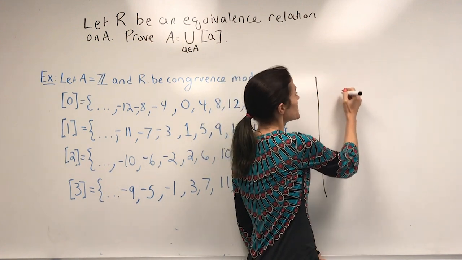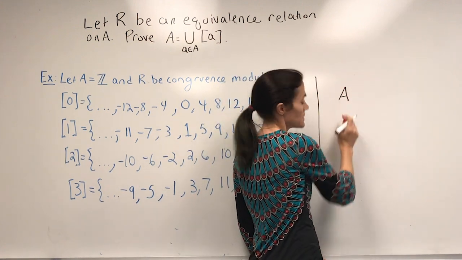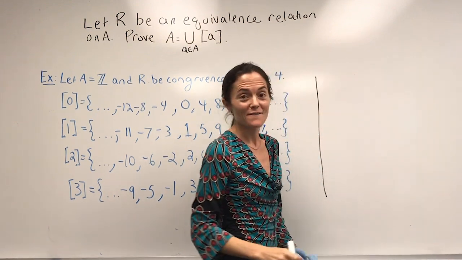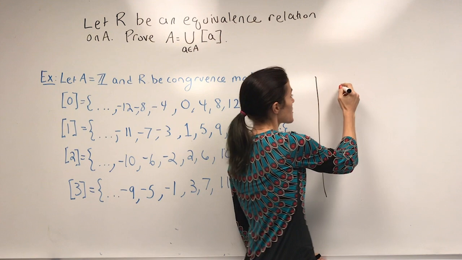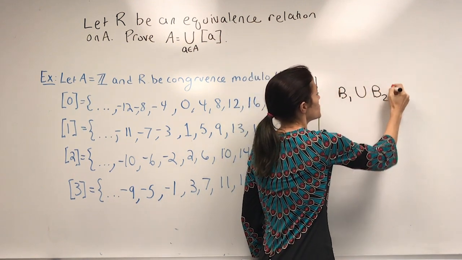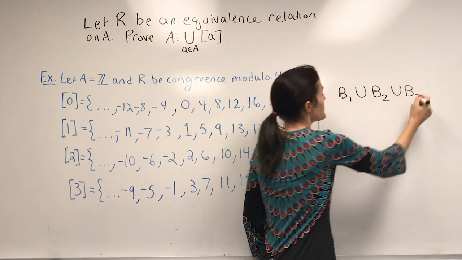So if I look, let's say I do something that we are familiar with. Let's say I write B1 union B2 union B3.